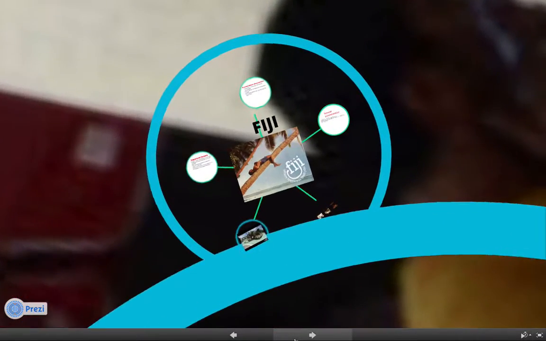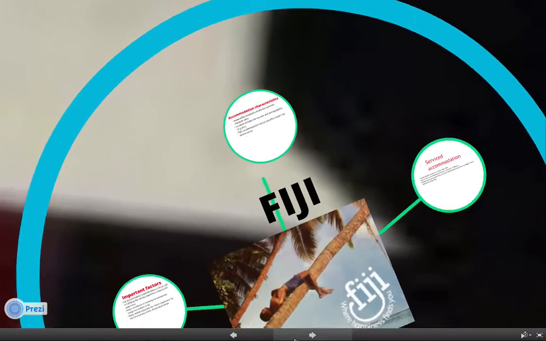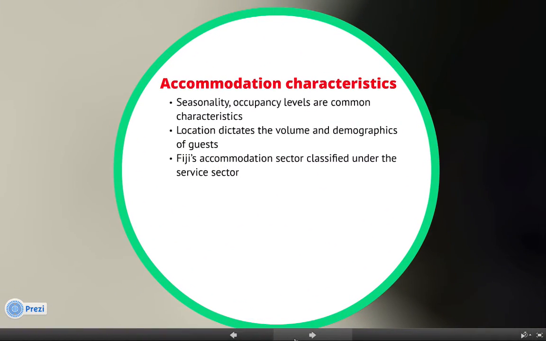Firstly, we'll talk about the accommodation sector. I'd like to start off by talking a little bit about characteristics of accommodation. Some of the characteristics of accommodation, as we have already discussed in TS 106, are seasonality and occupancy levels that are used to describe or define accommodation. Secondly, the location dictates the volume and demographics of the guests.